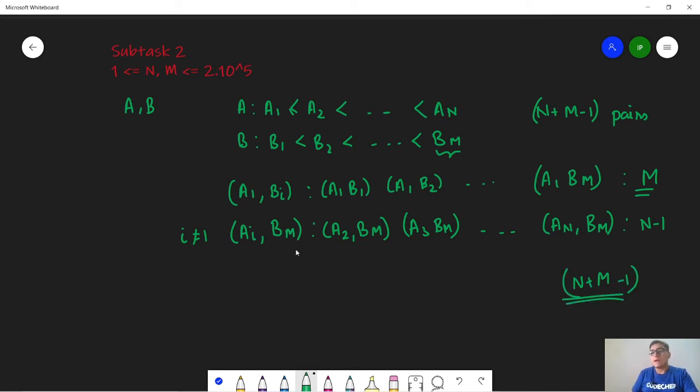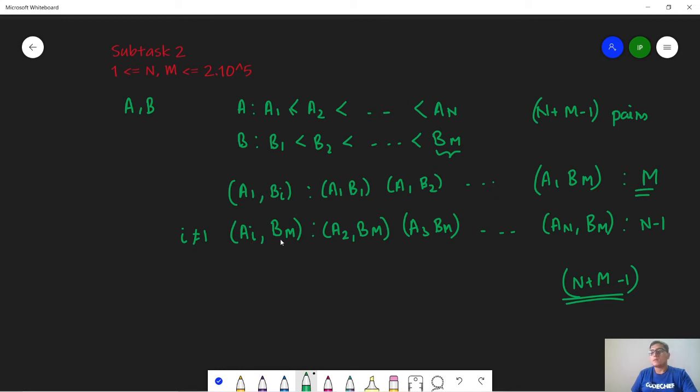Now let us see why these pairs have different sums. First of all, the thing to notice is that all A's and all B's are pairwise distinct among one another. Hence A1 plus B1 is different from A1 plus B2, which is different from A1 plus B3, because A1 is common and all B's are distinct, hence the sums will be distinct. So we have m distinct pairs in this sequence.